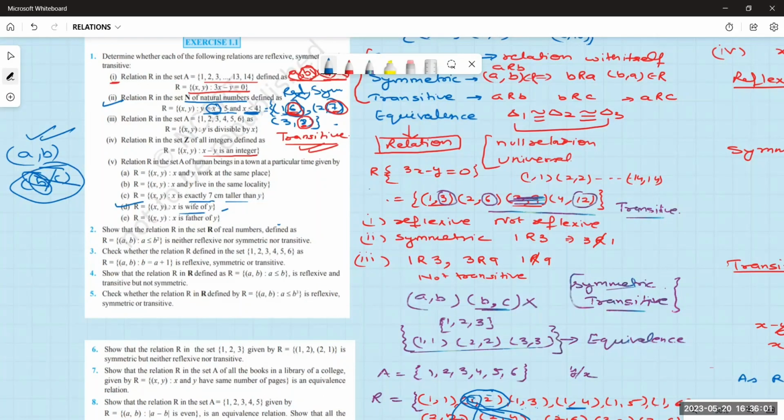अगला है, X is father of Y। तो इसमें क्या होगा? X can be father of itself? नहीं ना। तो reflexive नहीं हुआ। X, Y का father है, तो Y क्या हुआ? Son हुआ ना, तो symmetric भी नहीं हुआ। अब X, Y का father है, Y, Z का father है, तो X, Z का grandfather हो गया ना। तो ये तीनों ही नहीं हुआ। समझ आया? Clear है ये?